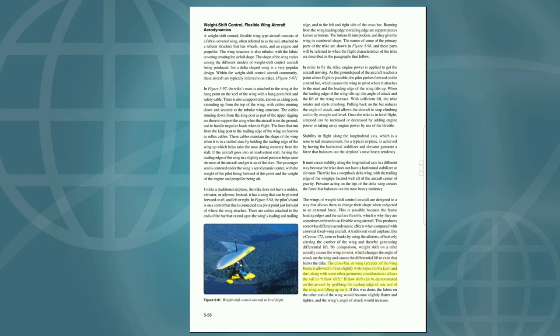The crossbar, or wing spreader, of the wing frame is allowed to float slightly with respect to the keel, and this, along with some other geometric considerations, allows the sail to billow shift. Billow shift can be demonstrated on the ground by grabbing the trailing edge of one end of the wing and lifting up on it. If this was done, the fabric on the other end of the wing would become slightly flatter and tighter, and the wing's angle of attack would increase.